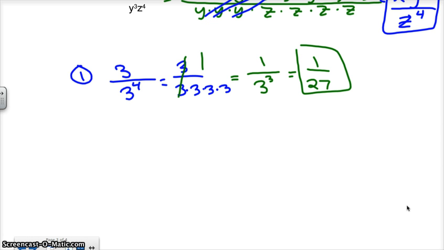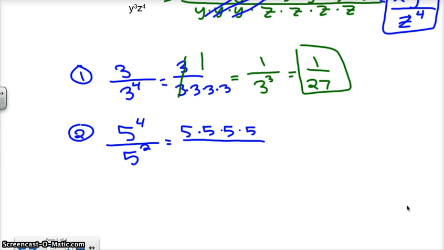Next is 5 to the 4th over 5 squared. 4 5's on top. 2 5's on bottom. Cross out the common factors. I'm left with 5 squared, which is 25.